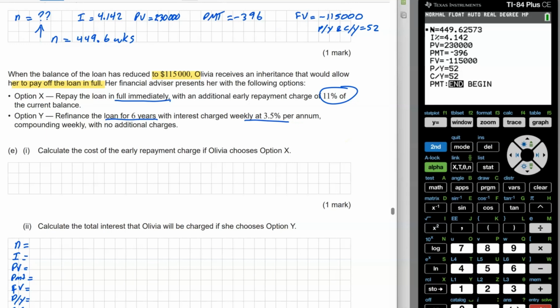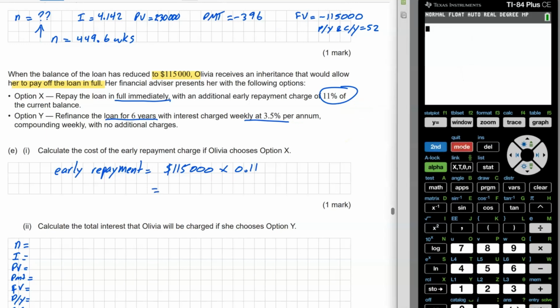So let's pretend that we do option X, repay the loan fully, and so we pay that 11%. So our early repayment is going to equal the 115,000 times 11%, so times by 0.11, which is going to be 115,123 times 0.11. Which is going to be 12,650, so $12,650 to do the early repayment charge.